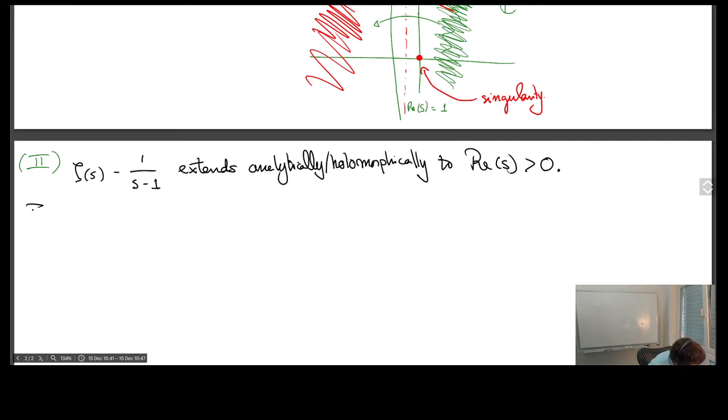Again, remember this function, zeta of s, is not even defined. We haven't said anything about what it is for values of s whose real part is smaller than 1 or even equal to 1. We haven't said anything about what that even means. So how can I talk about being able to extend something? What I'm going to say is that I'm going to write zeta of s minus 1 over s minus 1 equals some function.